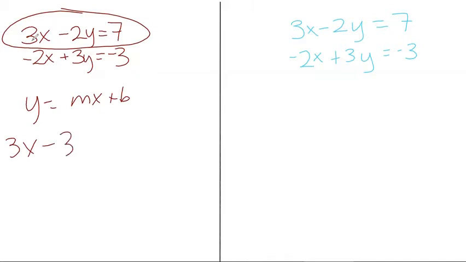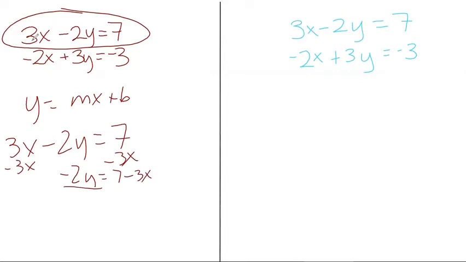In order to get here, we have 3x minus 2y equals 7. So if we subtract out the 3x, we would get negative 2y equals 7 minus 3x. And then if you divide by negative 2, you would be left with 7 over negative 2 minus 3 over negative 2x is equal to y, which just simplifies down to y is equal to negative 7 over 2 plus 3/2 x.